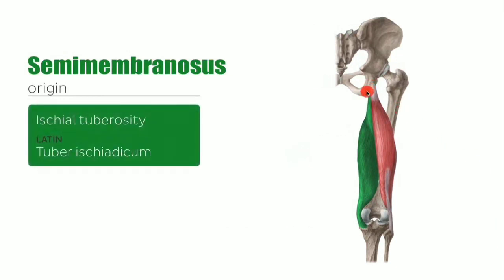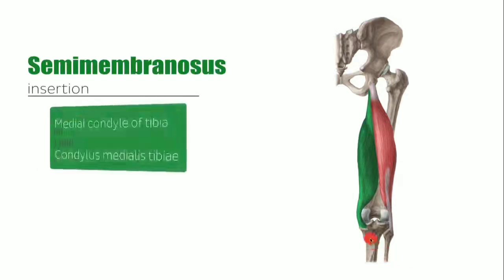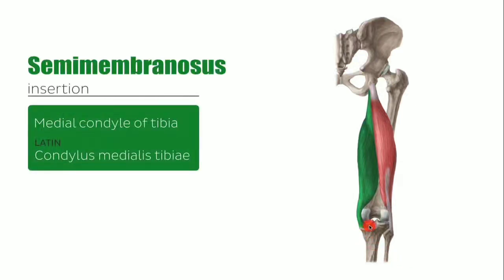We can clearly see here, this is the ischial tuberosity, the origin point for the biceps, and then the semimembranosus, also using this part of the hip bone to originate from, or to arise from. And then it goes all the way down to insert at the medial condyle of the tibia, and you can also see that clearly on this image.